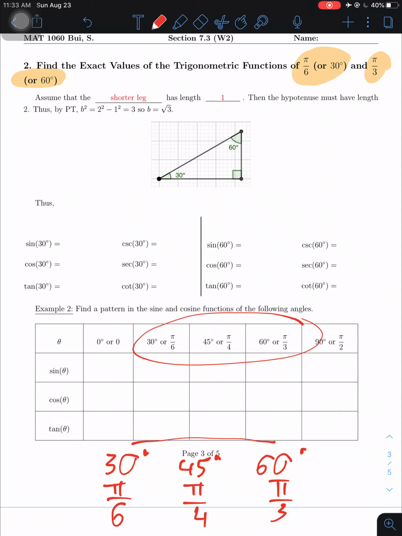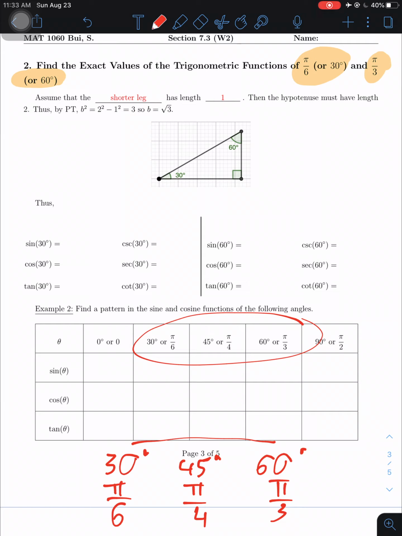But if you don't want to, again, you can do 180 divided by 6 and so on, right? Just like what we learned in 7.1 about how to convert from degrees to radians, okay? All right, so let's talk about the setup of this triangle in here.